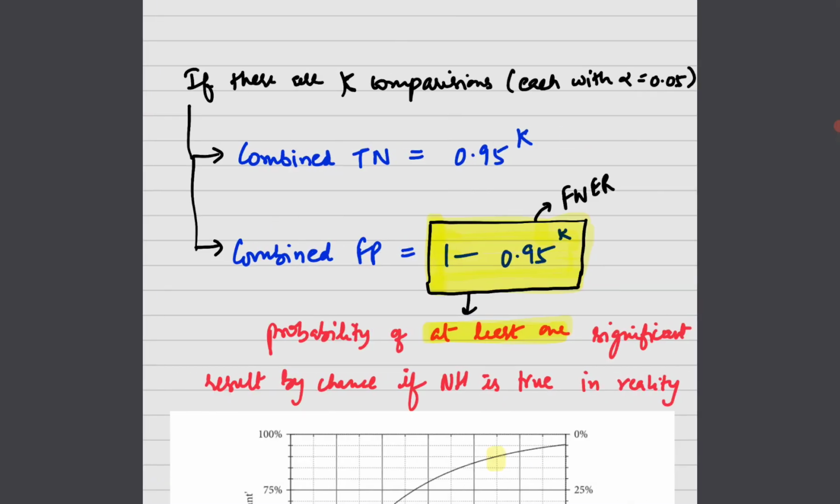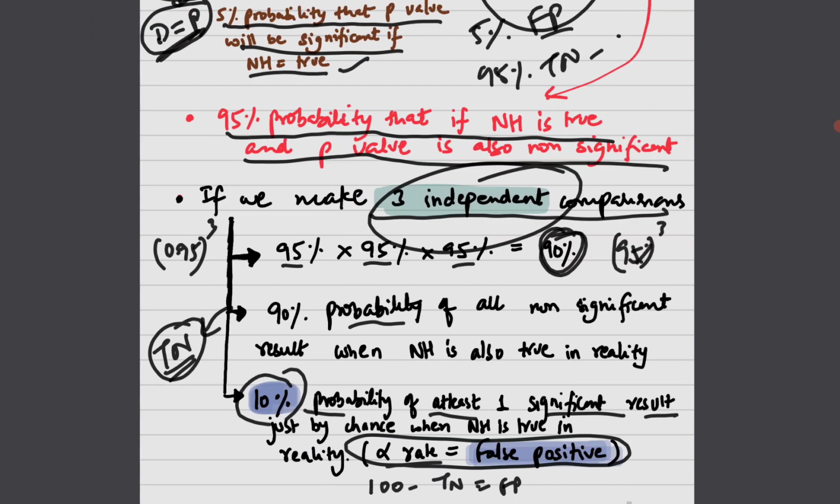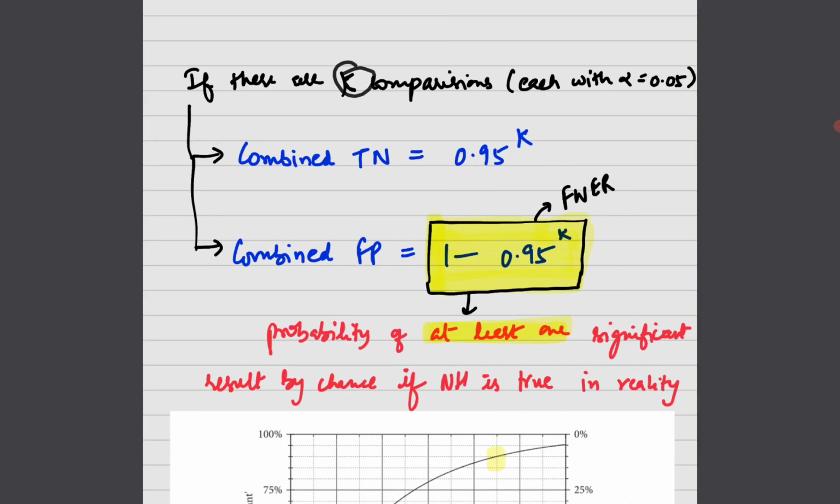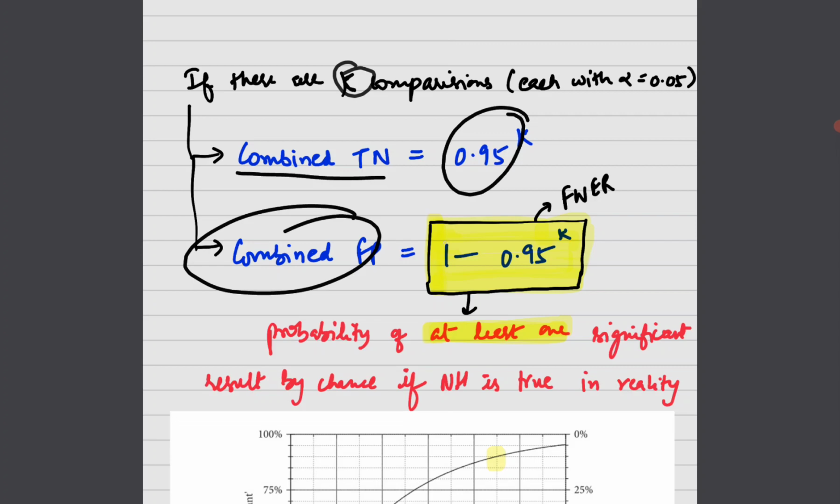Okay, if you have not understood, I will give you one more example. Let's say we are doing k number of comparisons. So instead of 3 you can assume 4, 5, whatever you want. For each of these comparisons we are taking a significance level of 0.05 or 5%. Then the combined true negative rate will be 0.95 to the power k, and the combined false positive rate will be 1 minus 0.95 to the power k.